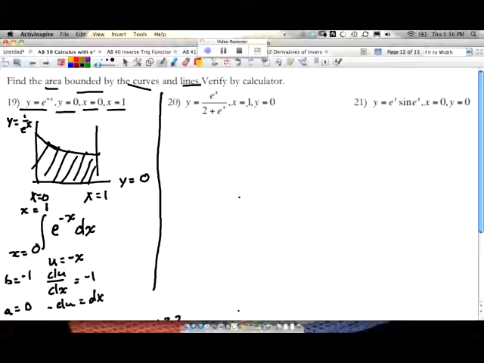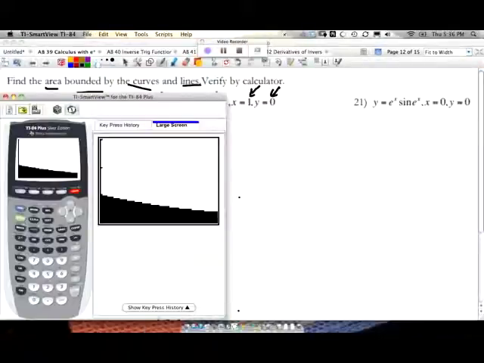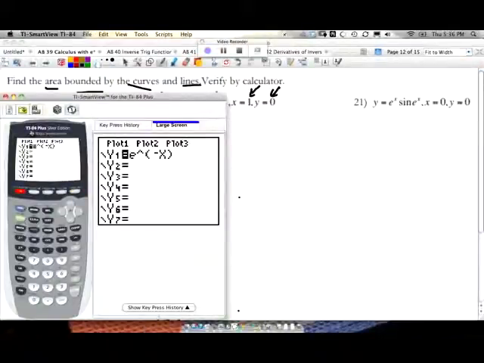Oh boy, we got crazy things going on here. So we have this x equals 1, y equals 0, and this function here. Let's see what that function does for us. e to the x over 2 plus e to the x. So we're going to have e to the x all divided by, now on the bottom here it's going to be 2 plus e to the x, I believe. Close it off, graph.